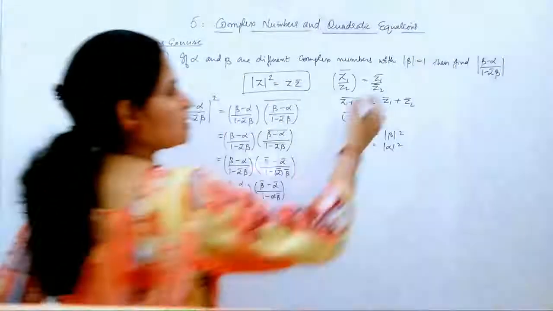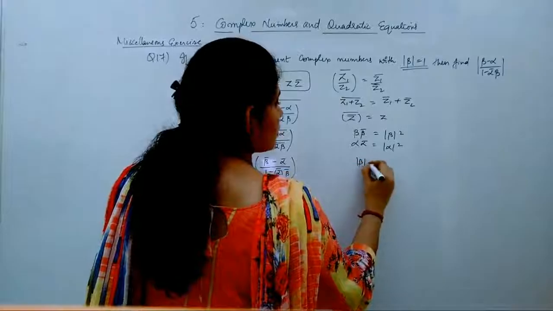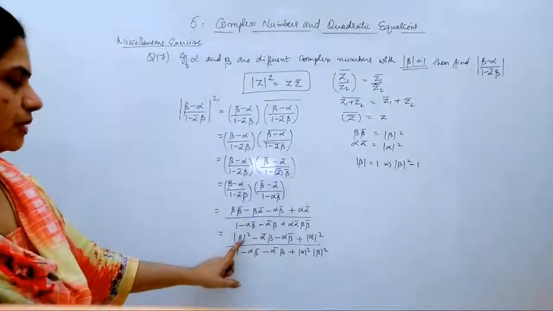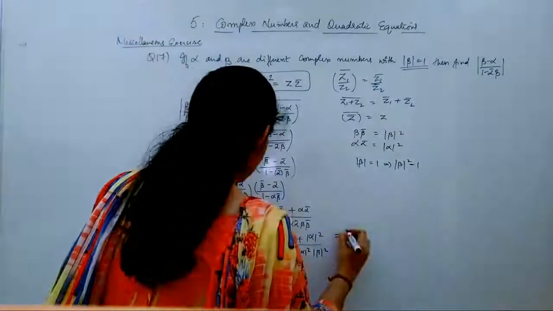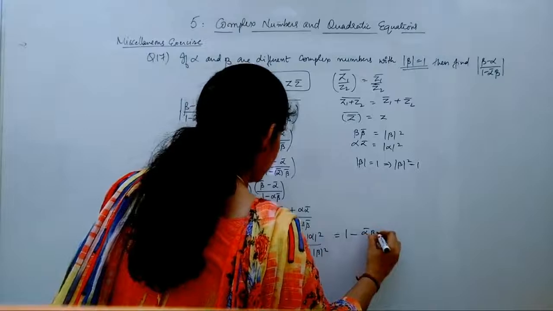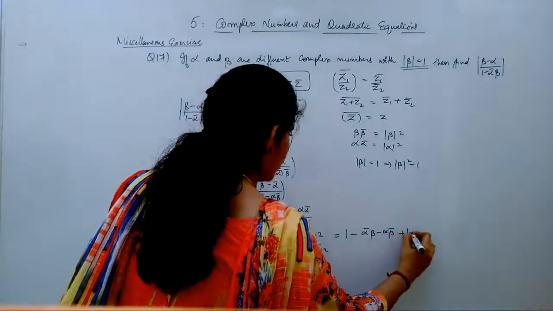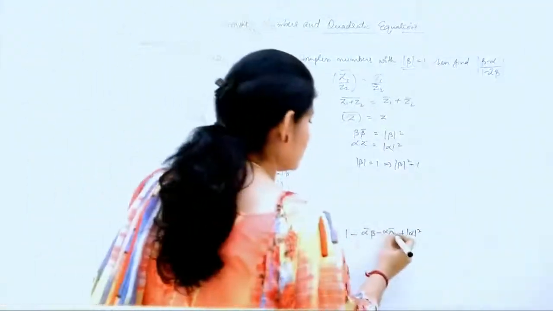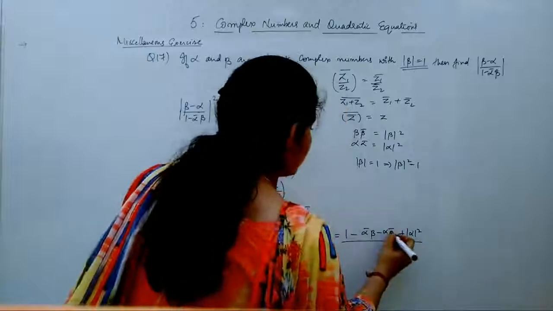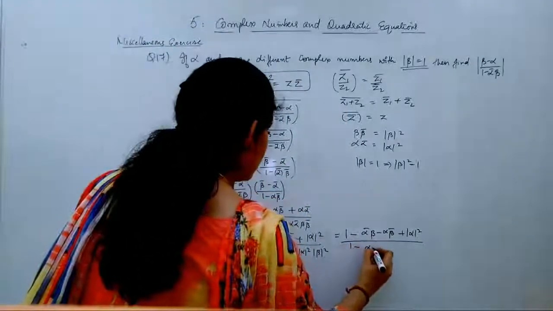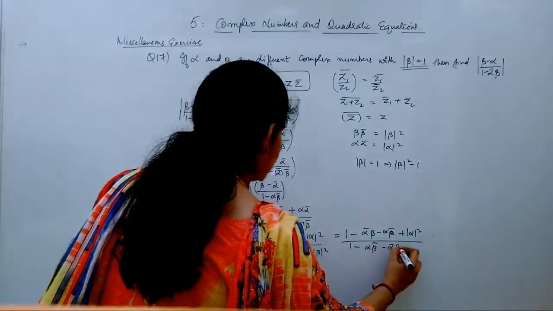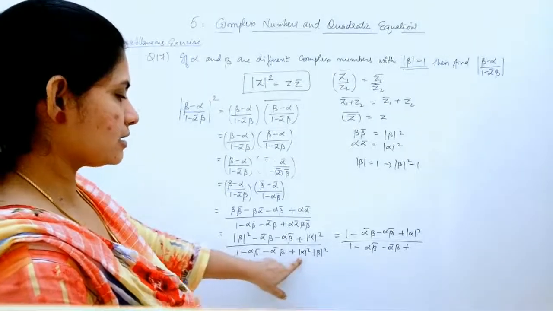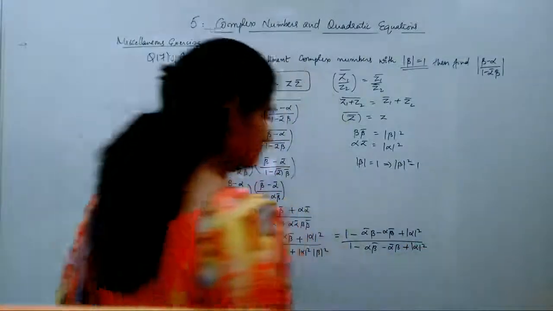Now what is given in the question? Mod beta is equal to 1. Mod beta equal to 1 means mod beta square is also equal to 1. So you can just replace the value of mod beta square as 1. That is, you are getting 1 minus alpha bar beta minus alpha beta bar plus mod alpha square. Here you cannot do anything because for alpha no condition is given in the question. Divided by 1 minus alpha beta bar minus alpha bar beta plus, again this mod beta square will become 1, so you will only have this term left with mod alpha square.